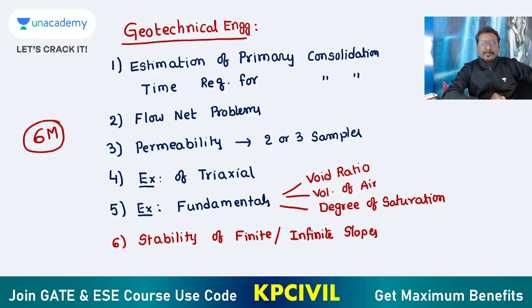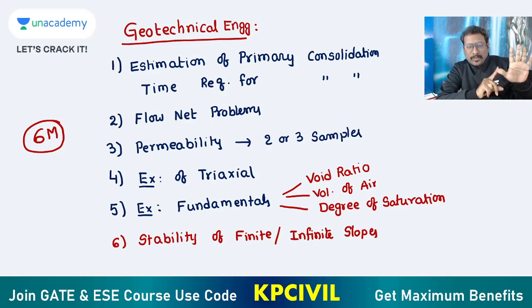I am saying 6 topics are given to you. Your target in geotechnical engineering, 6 marks you are getting. Primary consolidation, FlowNet problem, permeability, triaxial test examples, basics of fundamentals, and finally stability of finite or infinite slopes I am giving. Sure, for sure you will get 6 marks in it.